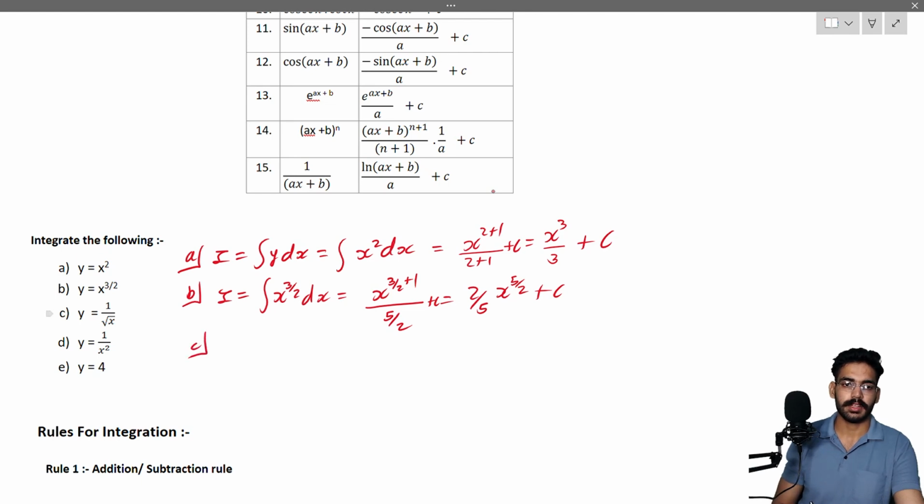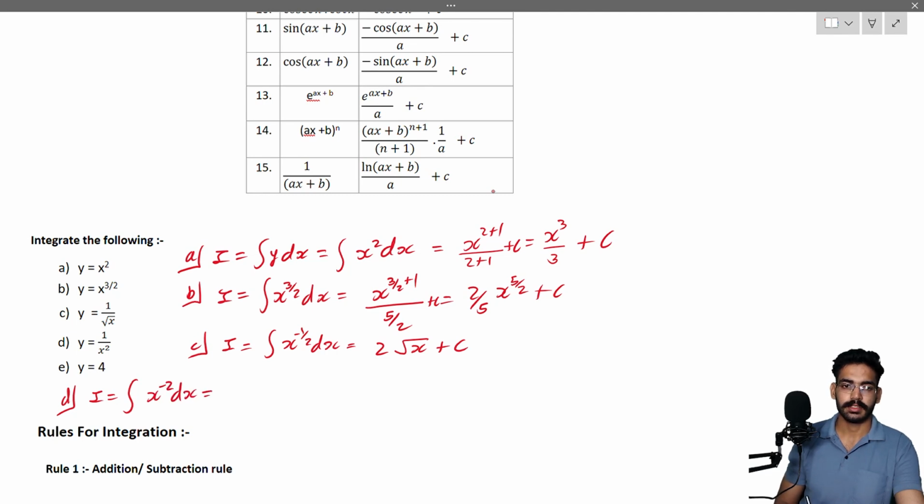Let's do the c part. C part is 1 by root x. So the integral equals the integration of x to the power minus half dx. If you integrate, you will get 2 root x plus c. Now the d part: 1 upon x square. What will it be? The integral equals the integration of x to the power minus 2 dx.